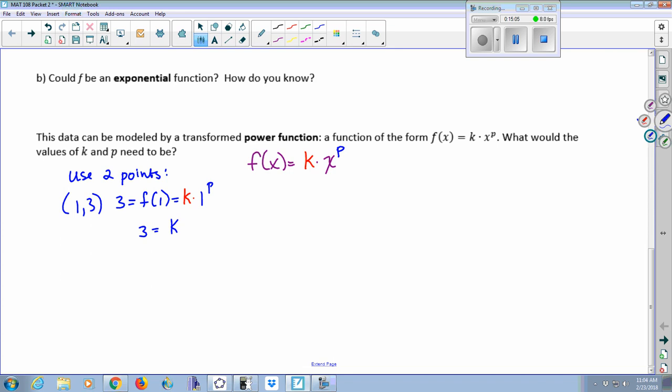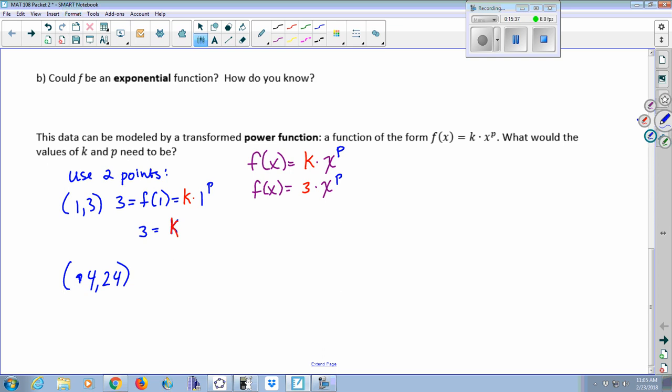That's a great point to have that Jackson picked out. We already know the value of k. It is 3. So I can come up here, f of x, and put 3 in for k. Well, I'm halfway home now. Now I just have to find the value for p. We found the value of k. Let's use our other point. Any of the other points would work, but I like to work with 4, 24. Okay, thank you.